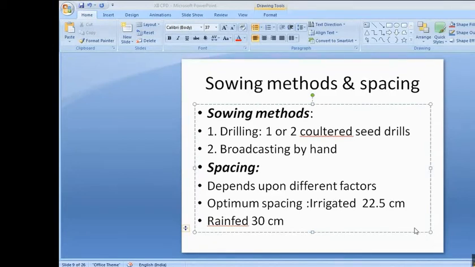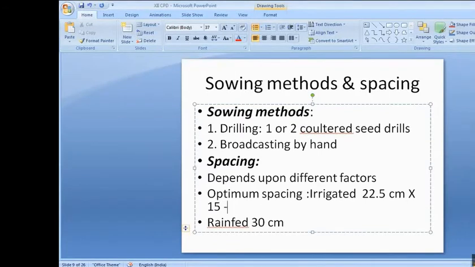Now, optimal spacing. There are two kinds of wheat grown: irrigated wheat and rain-fed wheat. For irrigated wheat, the spacing is 22.5 centimeter. This is the row to row spacing. Plant to plant spacing is not given, but it can be kept at 15 to 20 centimeter. When there is a larger figure, that is row to row, and when there is a smaller figure, that is plant to plant. So 22.5 centimeter is the space between rows, and 15 to 20 centimeter between plants.